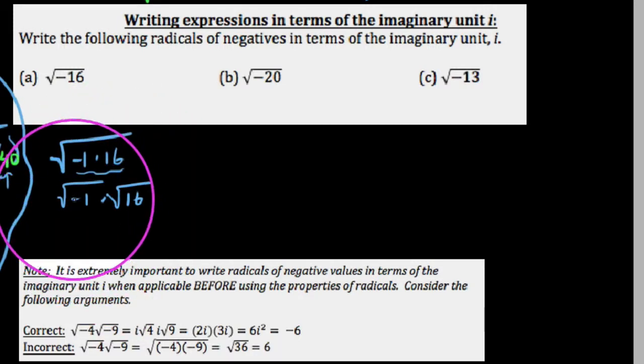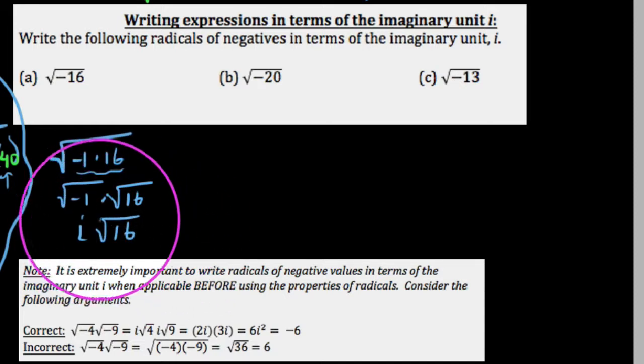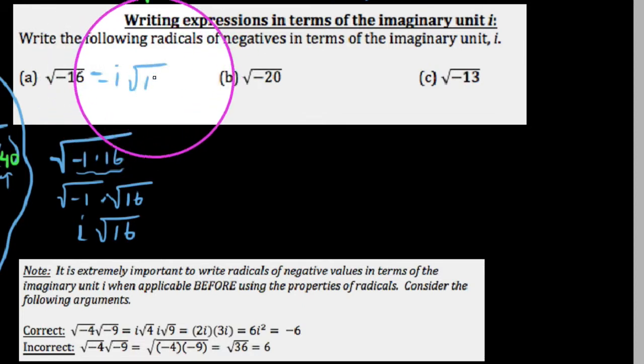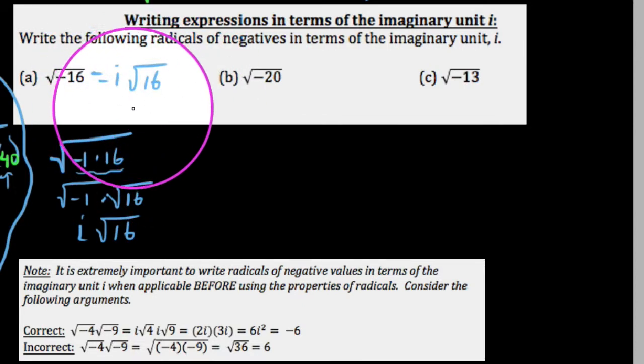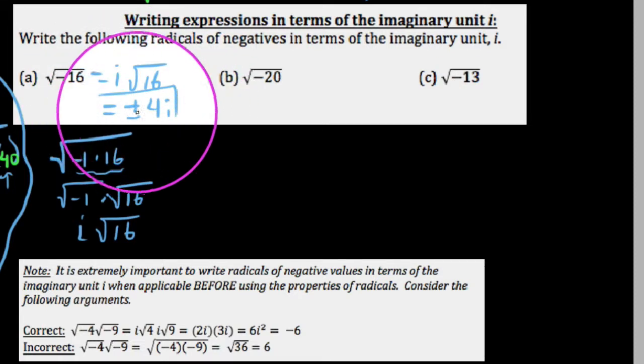But we know that the square root of negative 1 by definition is i, and this times the square root of positive 16. So essentially, we could just take the original statement, put an i out front, and call what's on the inside positive. And by the way, the square root of 16 is plus or minus 4, so we get plus or minus 4i in this instance here.